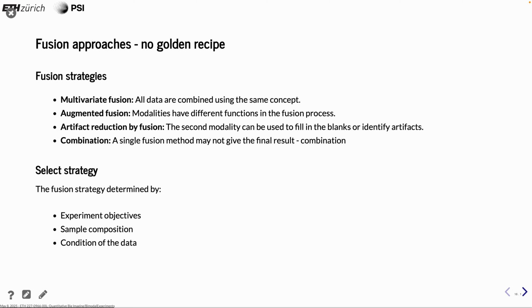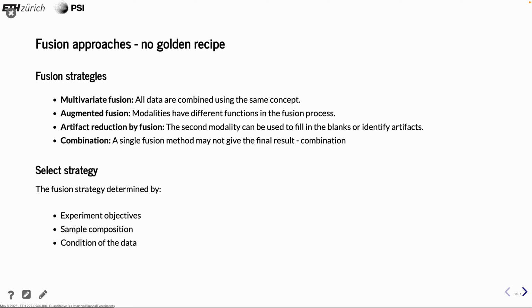Another way would be to use augmented fusion, where the modalities have different functions. So one modality can be used to guide the other one in order to get more information. Could be that you have very fuzzy edges, like in the case of MRI and SPECT, where you saw that it was very low resolution. So here you can identify which regions are relevant in the anatomy, and then plug in the information of the second modality.